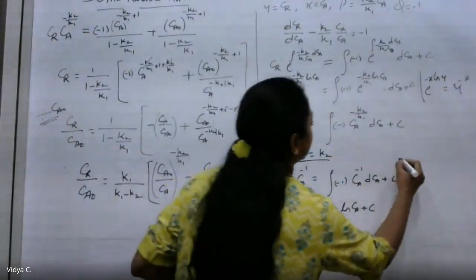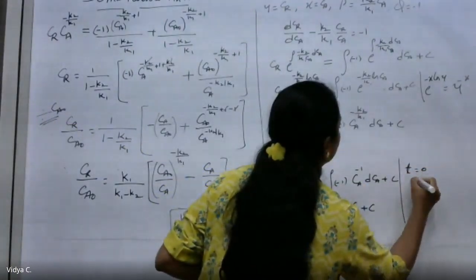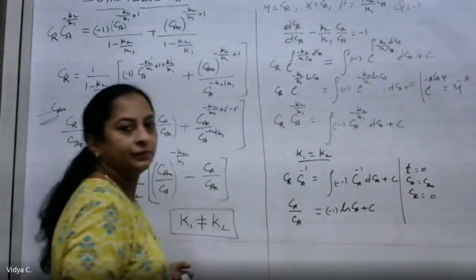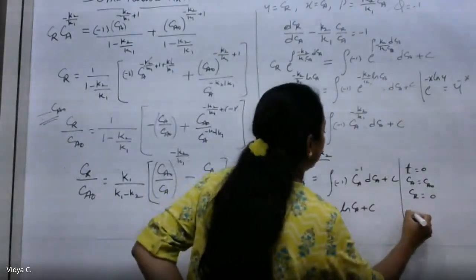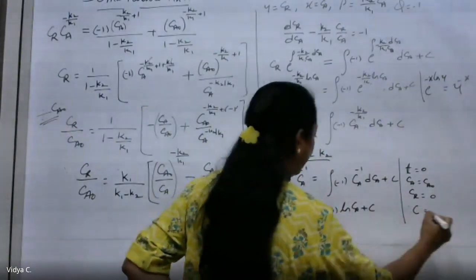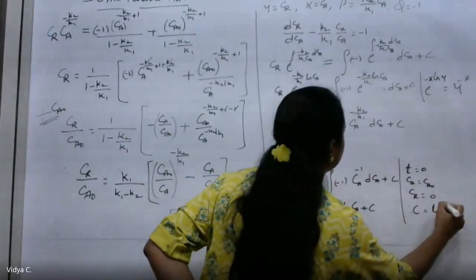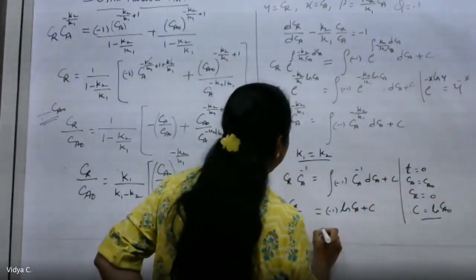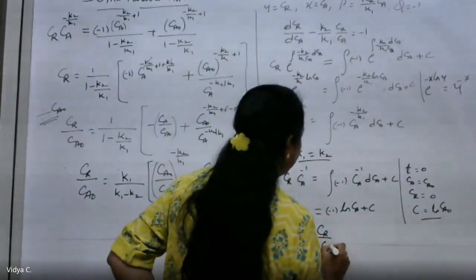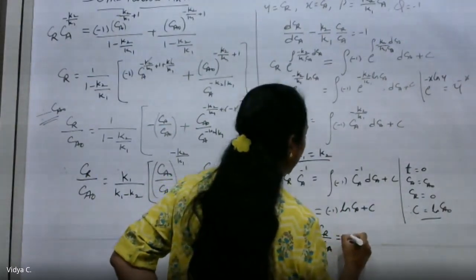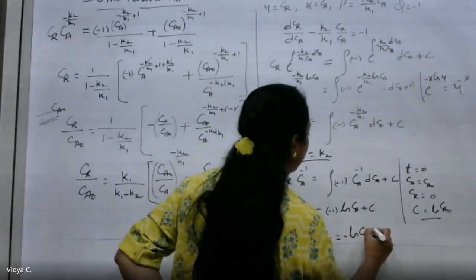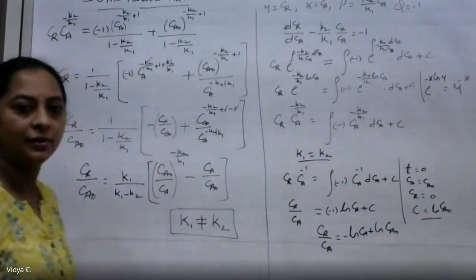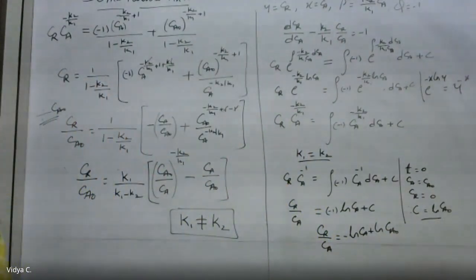What is the next stage? Next, at t equal to 0, CA is equal to CA naught and CR is equal to 0. From this you can get a value for C. C will be ln CA naught plus ln CA naught in this equation. Therefore, CR by CA will be equal to minus ln of CA plus ln of CA naught plus ln of CA naught.